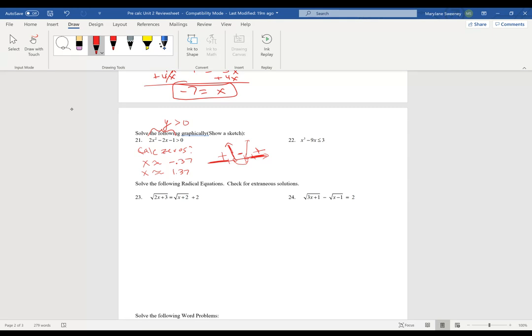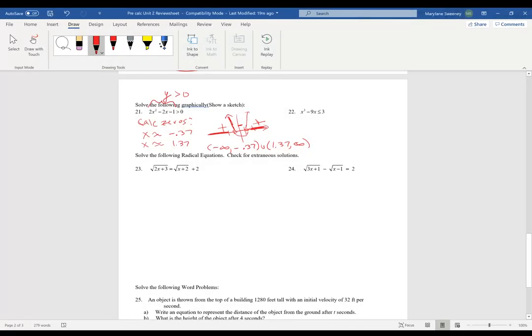So we're going to go negative infinity to negative 0.37, and then 1.37 to infinity. That would be my answer.